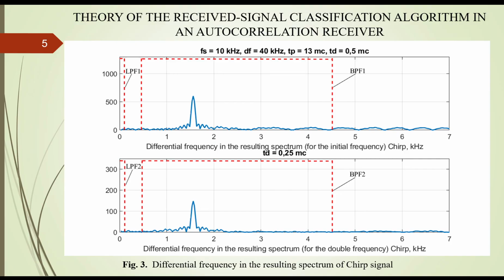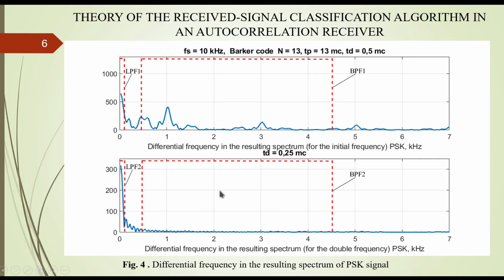The linear frequency modulation signal is characterized by the flaring of a component at the differential frequency due to the change in the instantaneous frequency of the signal during the delay. The low frequency components of the linear frequency modulation signal are close to zero. The same is true for the original linear frequency modulation signal at double frequency.